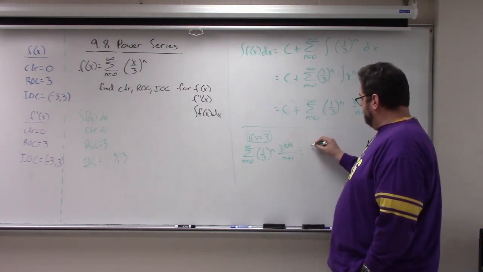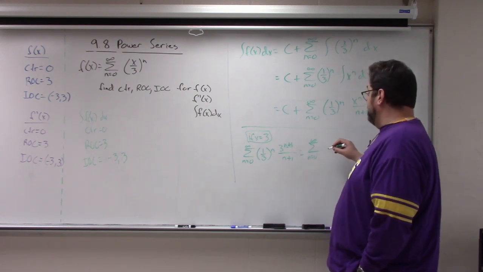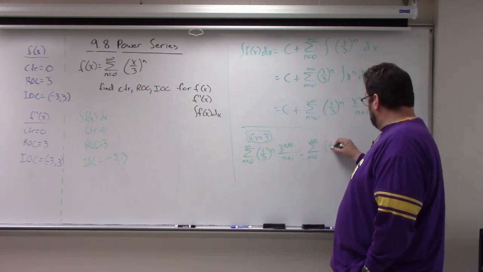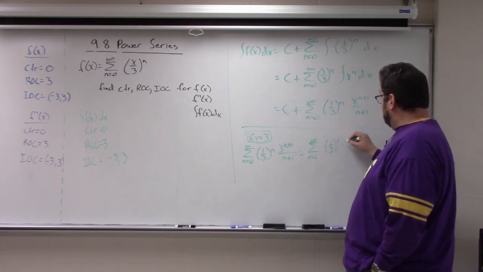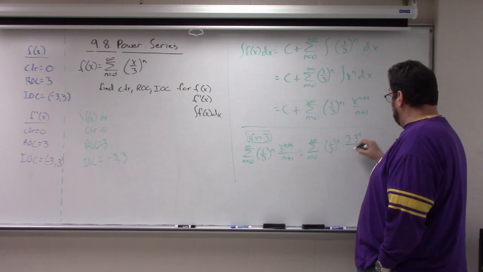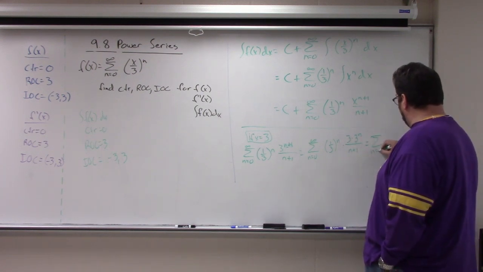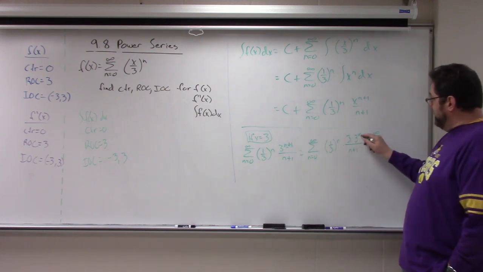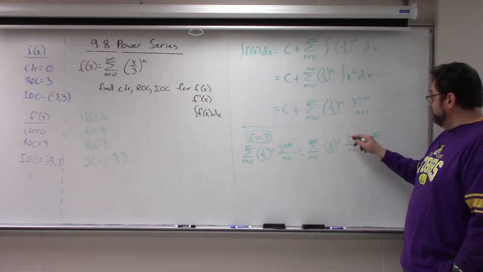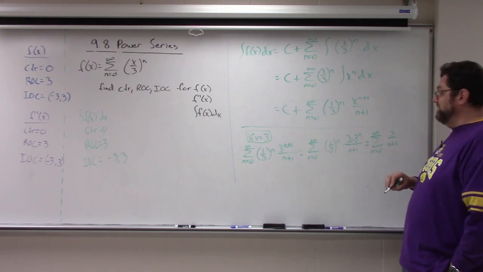All right. The sum from 0 to infinity, 1/3 to the n times 3 to the n over n plus 1. And hopefully you see where this algebra is going. The 3 to the n and the 1/3 to the n are going to go away, and we get 3 over n plus 1. That's all that's left.